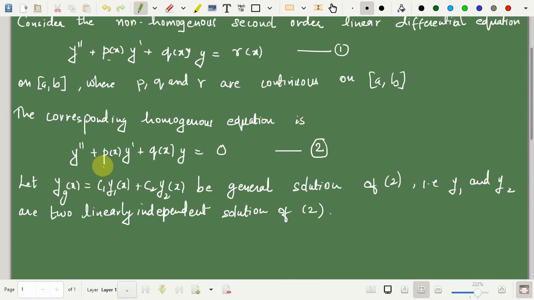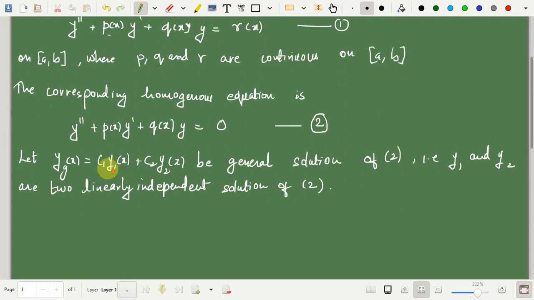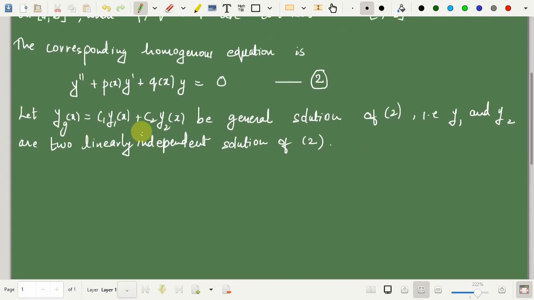Now the method is somewhat similar to the lecture in which we discussed a method to obtain another solution given one solution. In that case, instead of taking the other solution as a constant times the one solution, we replaced that constant with a new function v of x, and we determined that v of x. The same thing we are going to do over here. We know that this is a general solution to the homogeneous equation, so if r of x is non-zero, this cannot be a solution to equation 1.